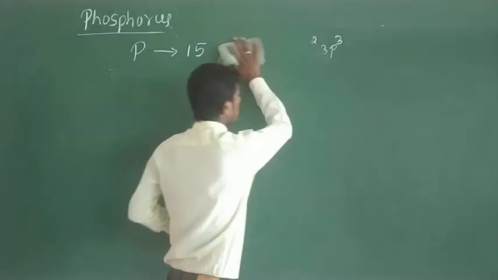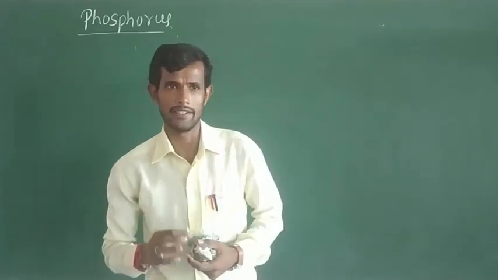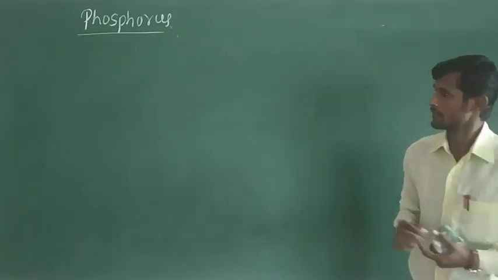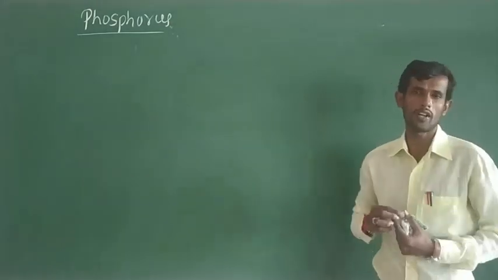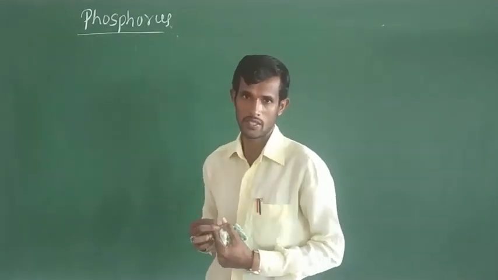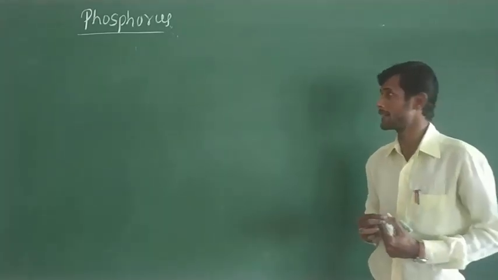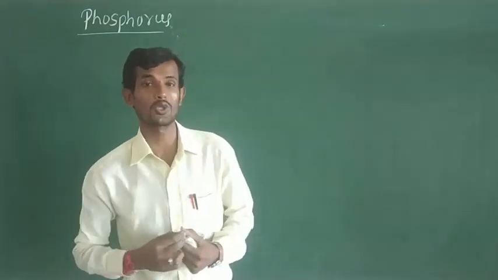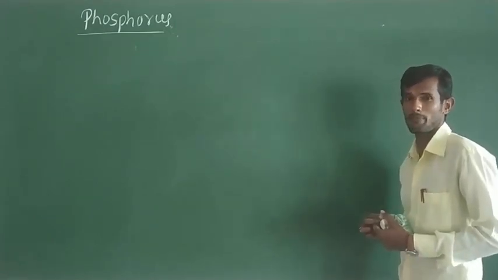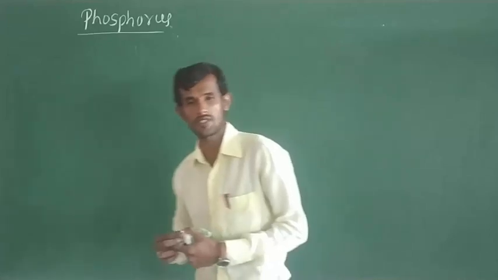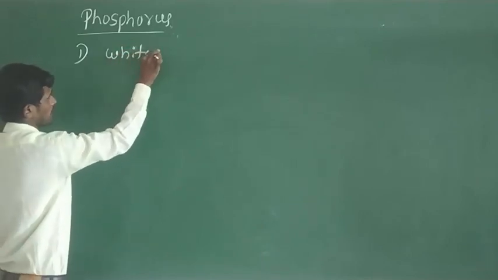Yes, students, nowadays in the CBSE syllabus these allotropic forms of phosphorus are removed. But it is very helpful for NEET and JEE examinations. When you observe the previous year question papers, there is one question related to phosphorus, especially the allotropic forms of phosphorus. Therefore, we just discuss the main points. First one, white phosphorus.